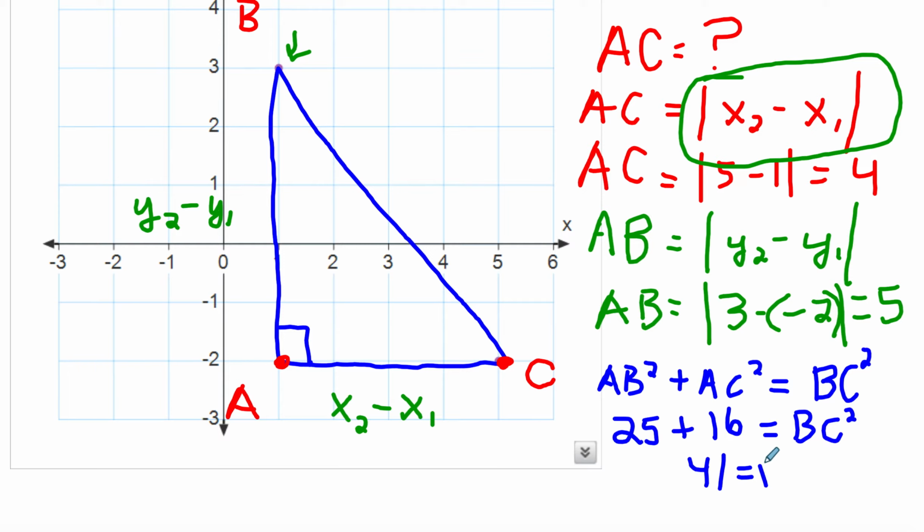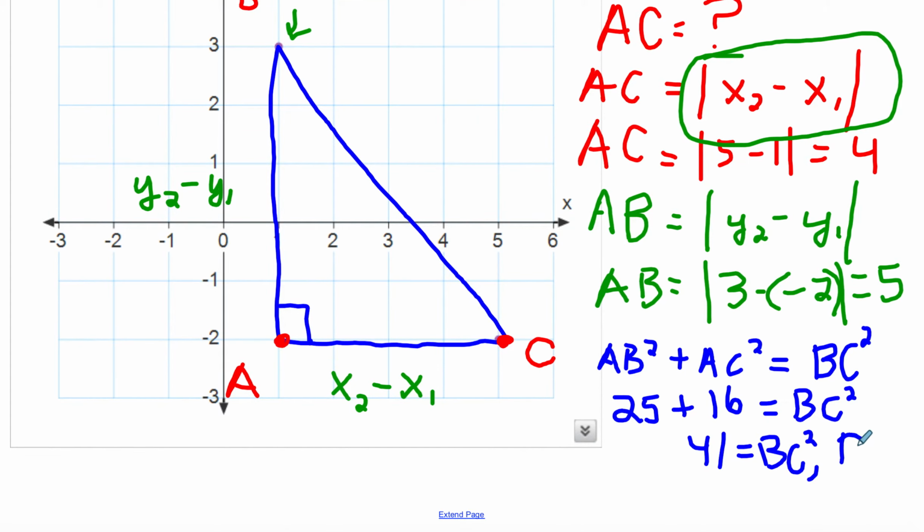And we're not quite done. In order to find BC, we would need to take the square root of both sides. So I'm going to squeeze it in right here. BC would equal the square root of 41. And 41 is a prime number, so it can't be simplified. Okay? But in general, what do we know is true?